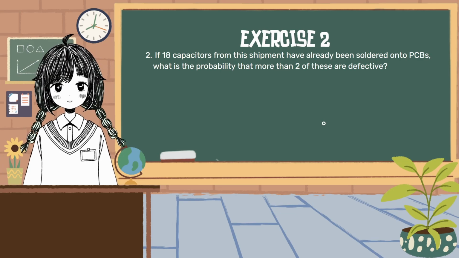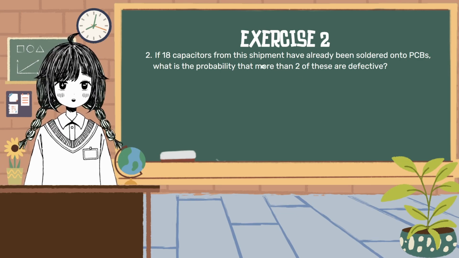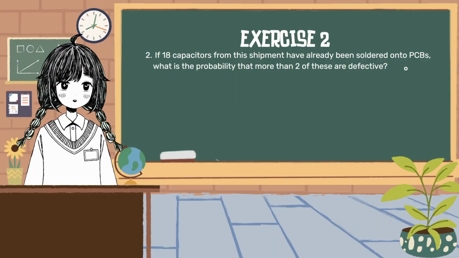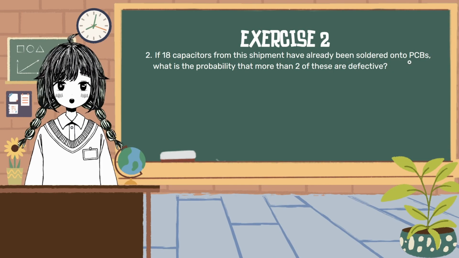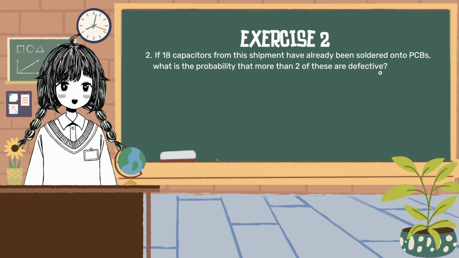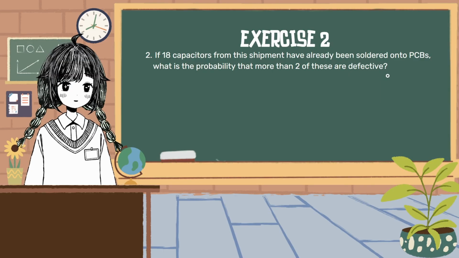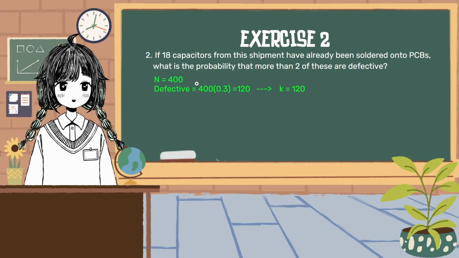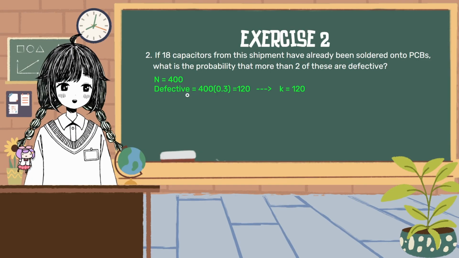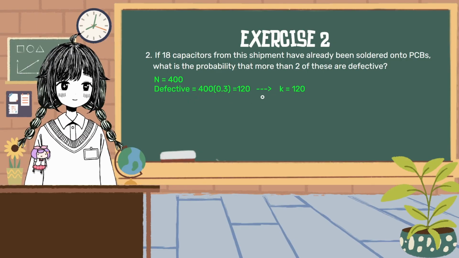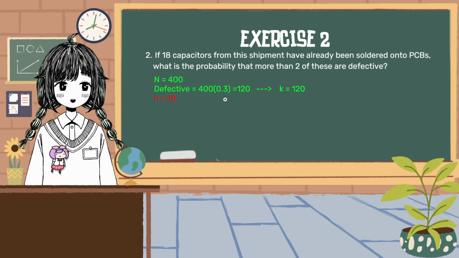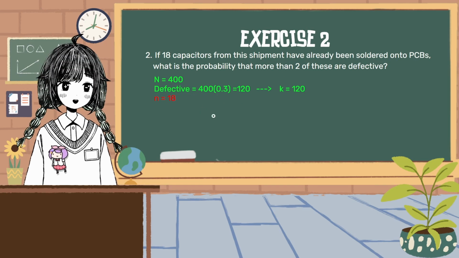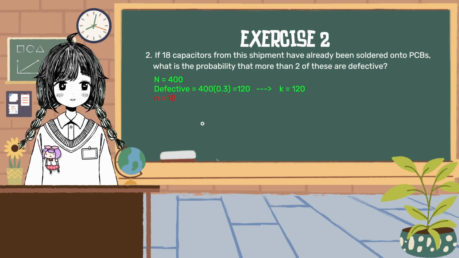On question 2, if 18 capacitors from this shipment have already been soldered onto PCBs, what is the probability that more than 2 of these are defective? Here, our data have changed. Capital N, which is the total, remains 400, as well as K since it asks for defective. But small n, which is the sample, changed to 18. And the rest can just be calculated as per usual.